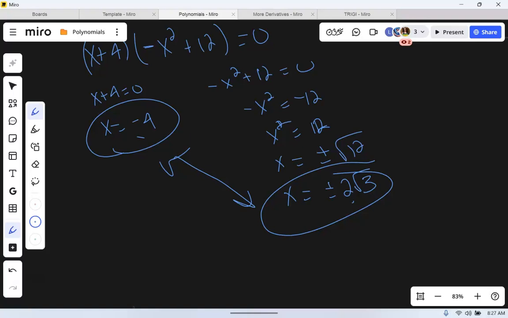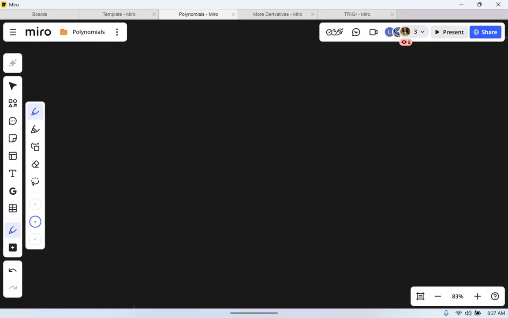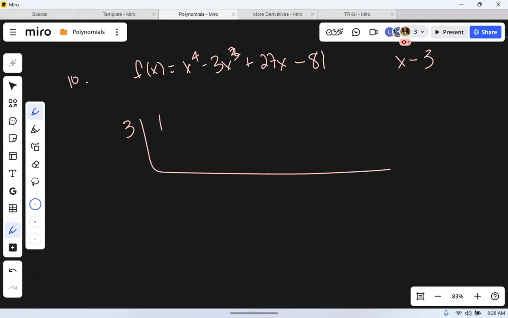So 1, 2, 3, what did I start with? Indeed, it was a cubic. Anything else from your homework? Number 10, how do you factor out? Let's see. Oh, that's a cube. Did you do your placeholder? Let's see. 1, -3, 0, 27, -81. So drop it, multiply, add, multiply, add, multiply, add, multiply.